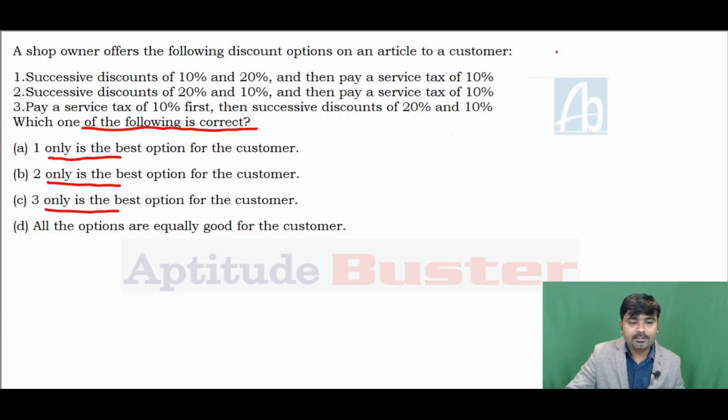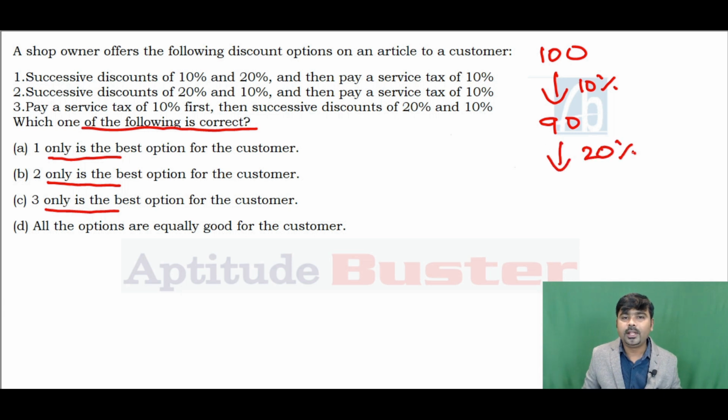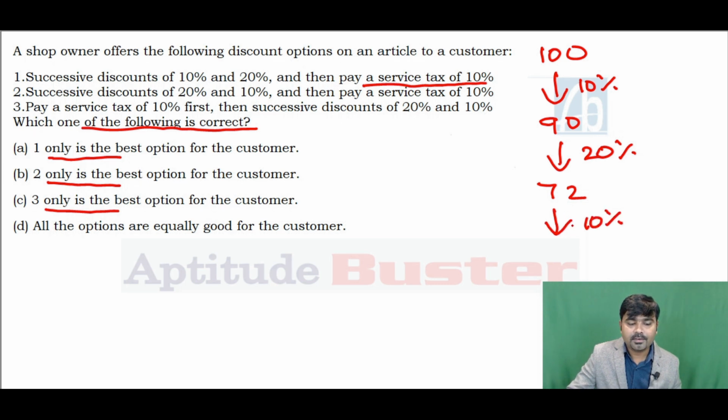Okay, if I assume the article price is 100, the first one, 10% discount, what's the remaining? Remaining is 90. Next one, 20% discount. If you take 20% of 90 it is 18. So 90 minus 18, 72. Okay, he needs to pay service tax 10%. So 10% of 72, that's 7.2. If you add, you'll get 79.2.